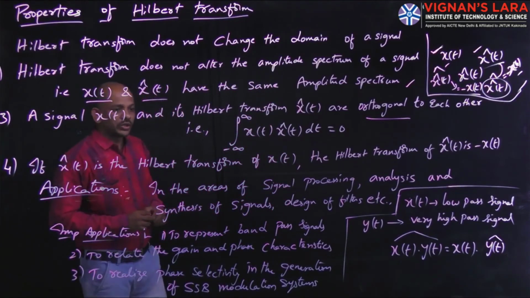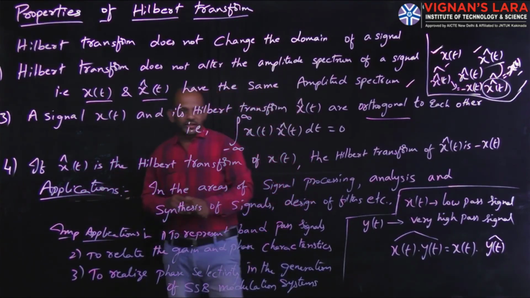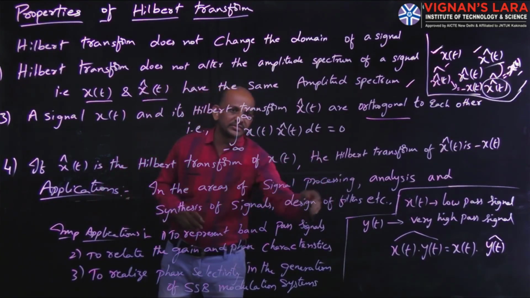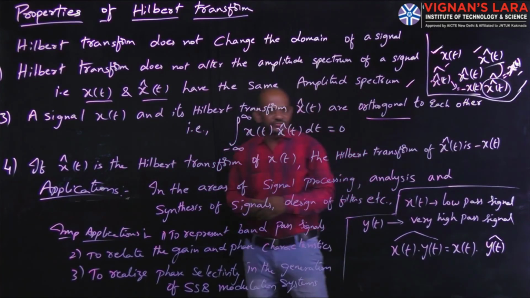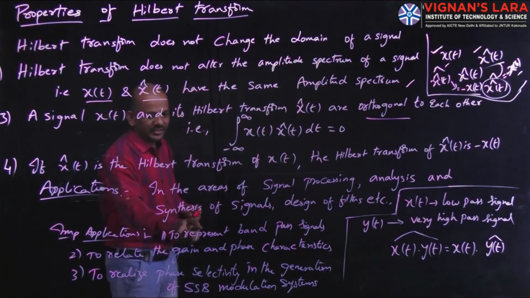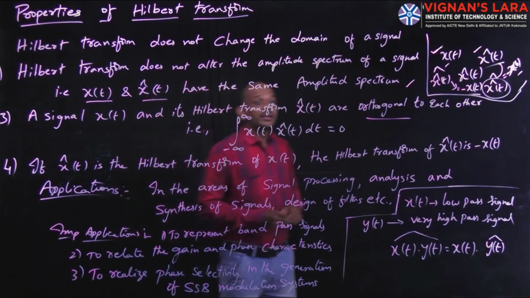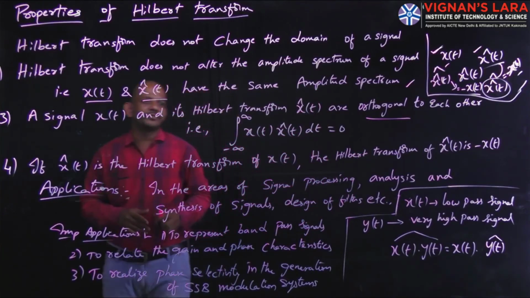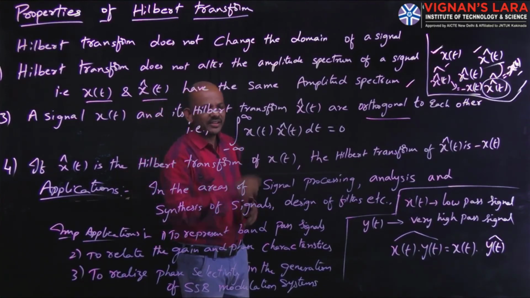The first one is to represent the band pass signals. Okay, I said already, this will be used in the area of design of filters: low pass filter, high pass filter, band pass filter, band reject filters. So in design of those filters, we will use this Hilbert transform. Hence to represent band pass signals, whenever we need the representation of a band pass. If the signals are passed through a band of frequencies, then we will use this Hilbert transform. So Hilbert transform is used in the application to represent the band pass signal.